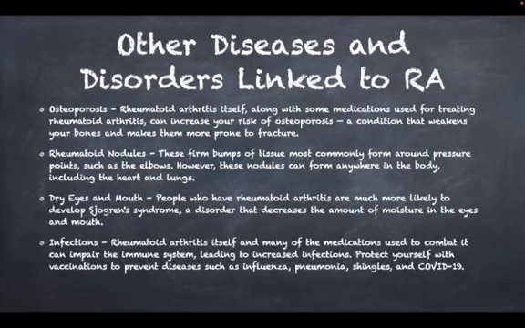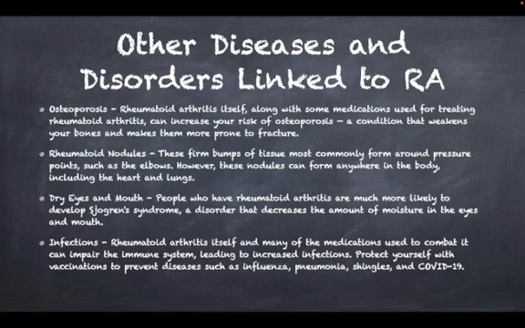Other diseases and disorders linked to RA. Osteoporosis. Rheumatoid arthritis itself, along with some of the medications used for treating rheumatoid arthritis, can increase your risk of osteoporosis, a condition that weakens your bones and makes them more prone to fracture. Rheumatoid nodules. These firm bumps of tissue most commonly form around pressure points, such as the elbows. However, these nodules can form anywhere in the body, including the heart and lungs.